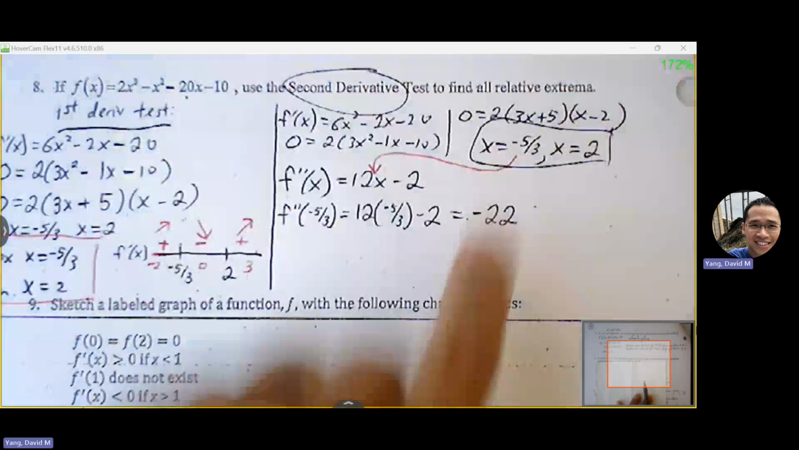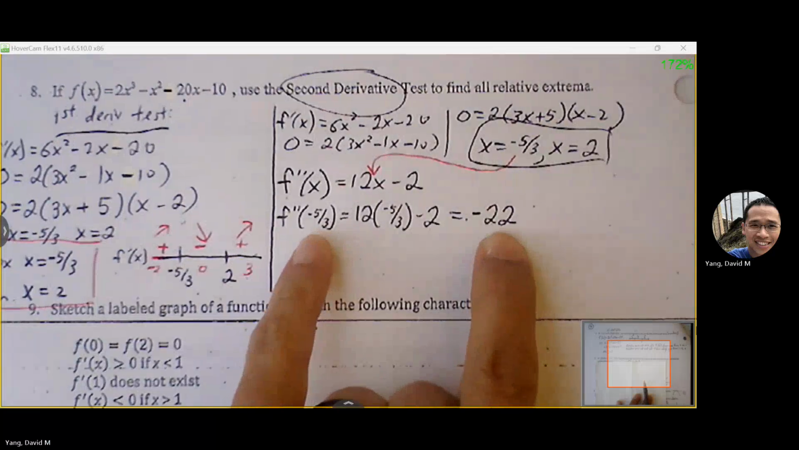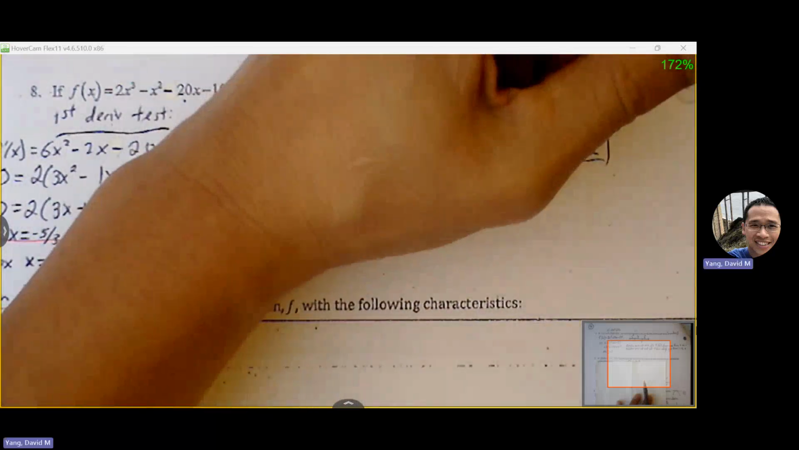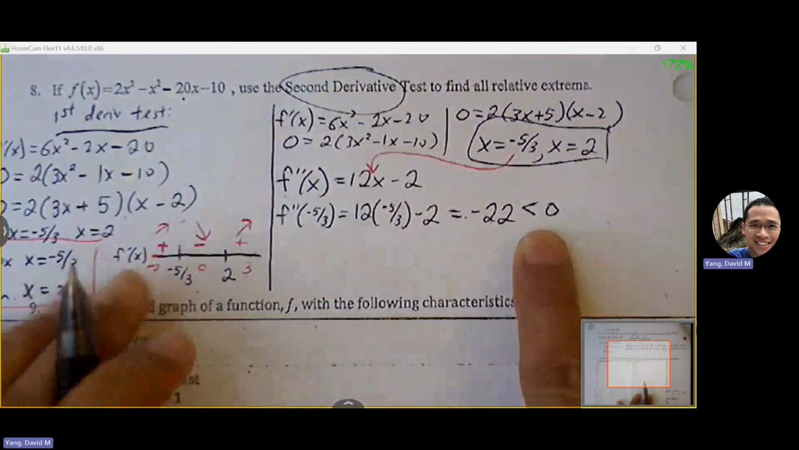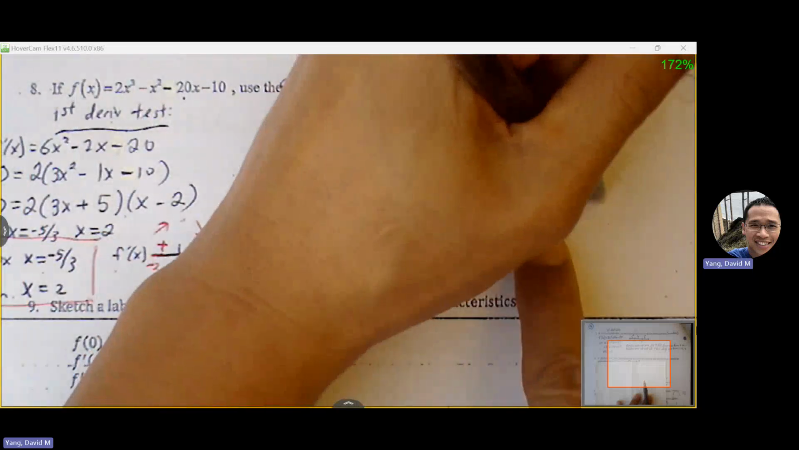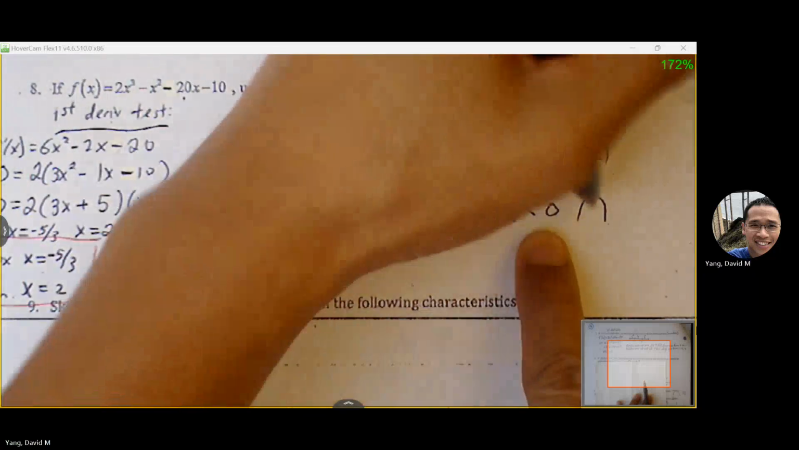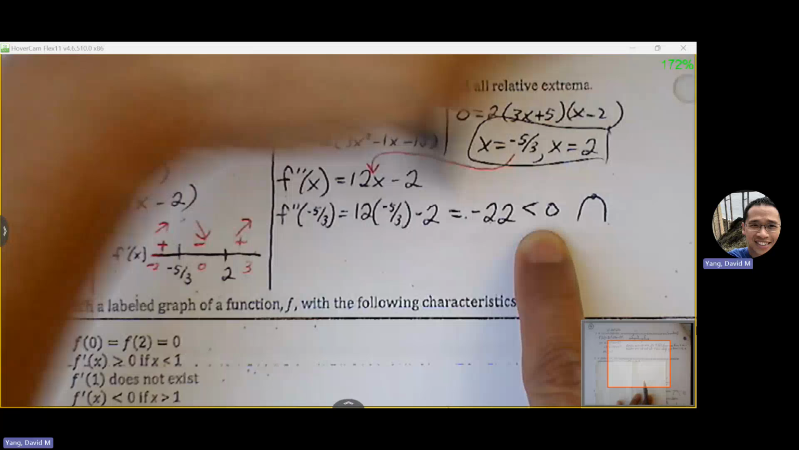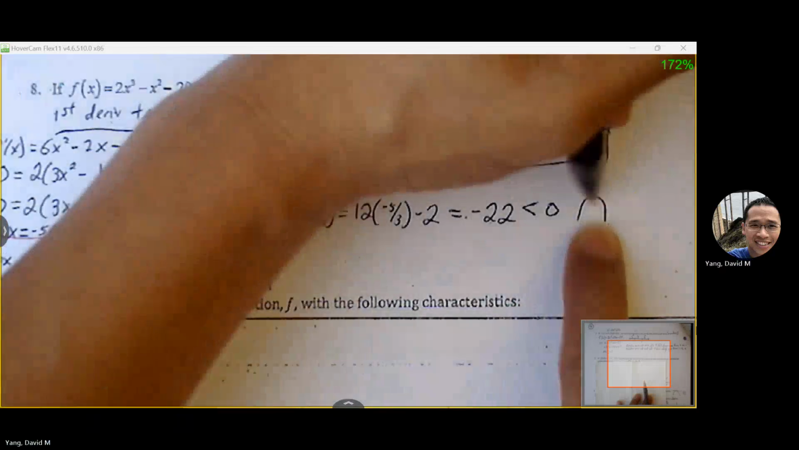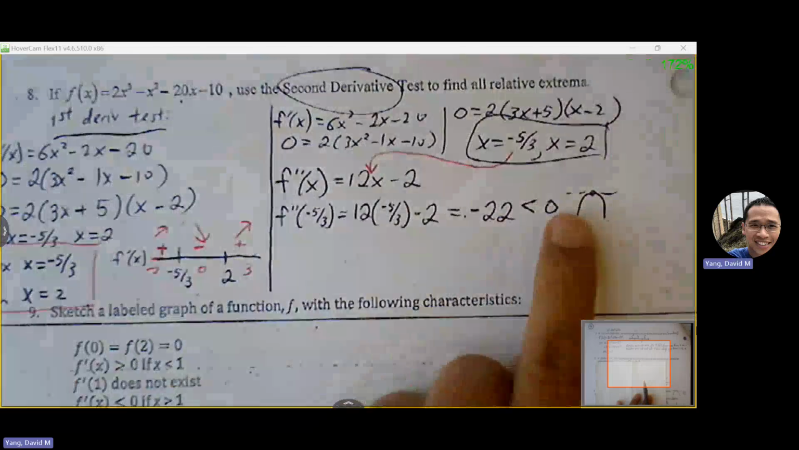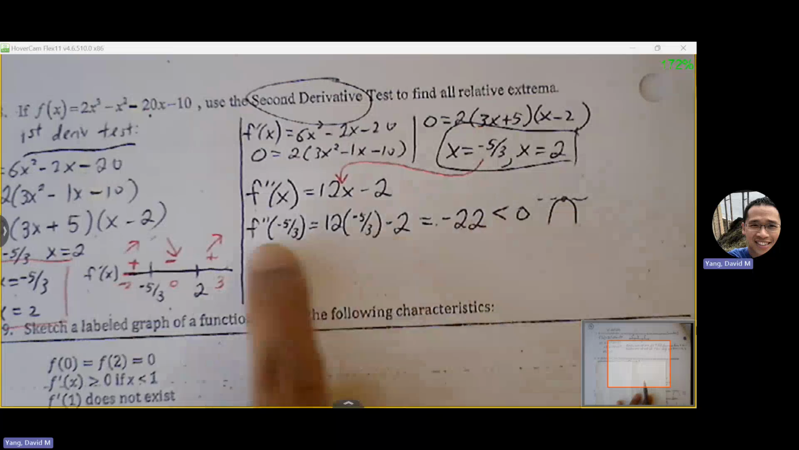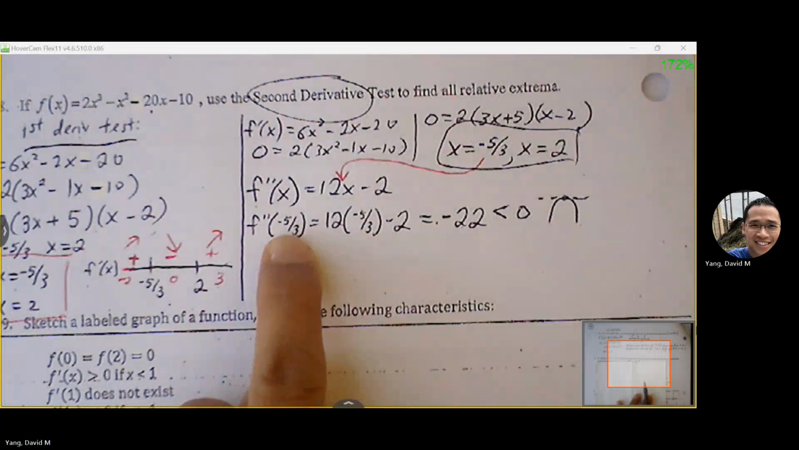What does this tell us about concave down? Okay, because it's negative, right? So concave down. So concave down looks like this, right? So if we know that at -5/3 there's a slope 0 and it's paired with concave down, what does that tell you about this -5/3 here?